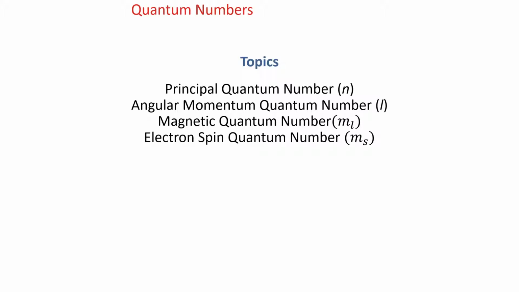So what we're going to talk about are the quantum numbers, the principal, angular, magnetic, and electron spin. We are also going to talk about the rest of this chapter, electron configuration, and really the ins and outs of where each electron is in each atom.